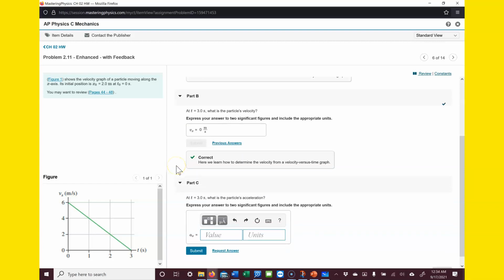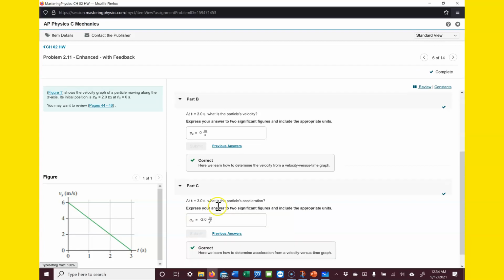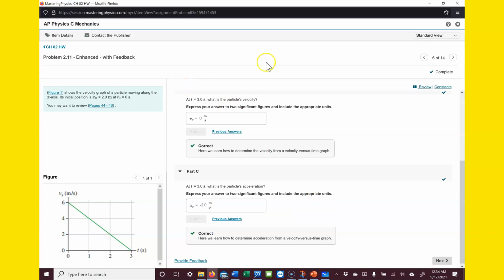At t equals 3, what is the particle's acceleration? The acceleration is the slope of the velocity. Since this is a line, it's easy to figure out the slope. Just rise over run. It's going to be 6 over 3, and it's negative, so that's -2 meters per second squared. Alright, and that is problem 6.